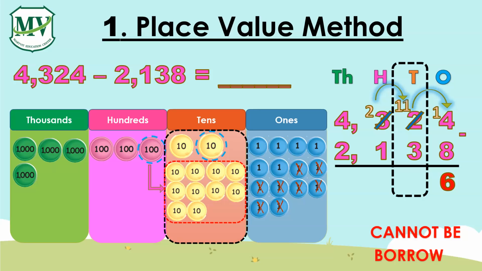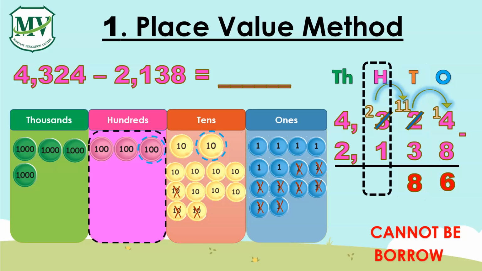Let's take away 3. 1, 2, 3. We only have 8 tens left now. Next, Step 3. Subtract the hundreds. 2 hundreds minus 1 hundred is equal to 1 hundred.